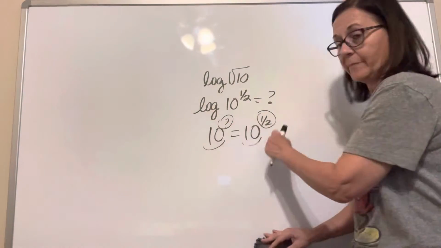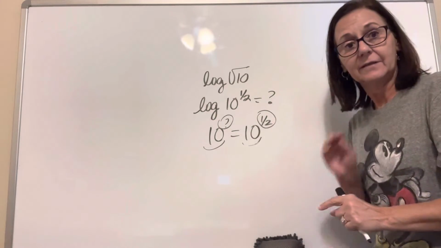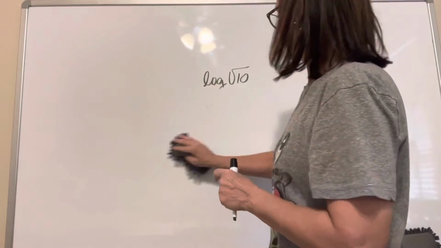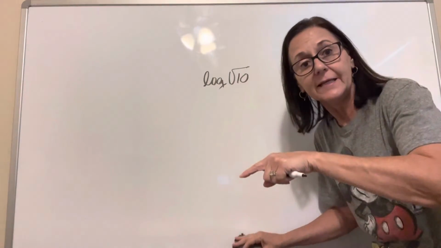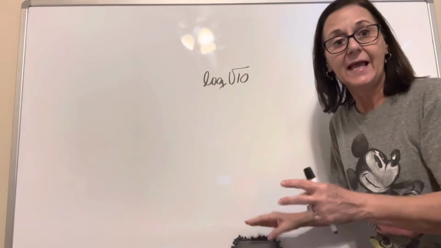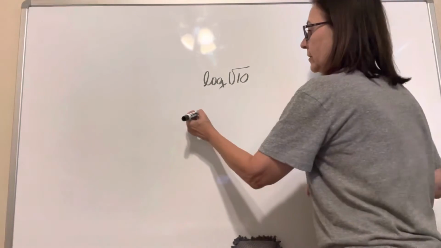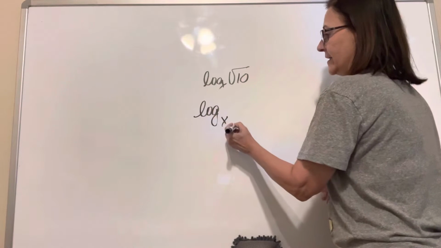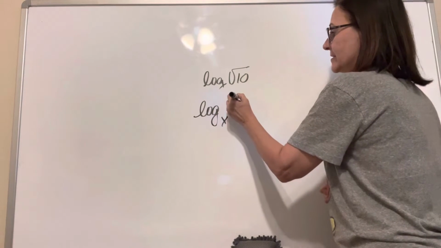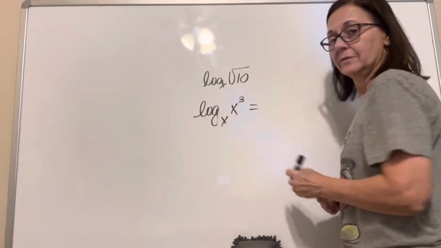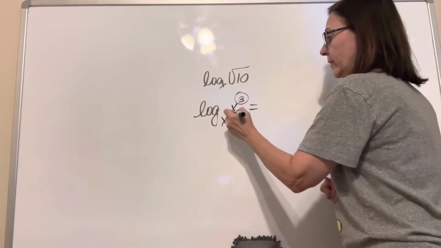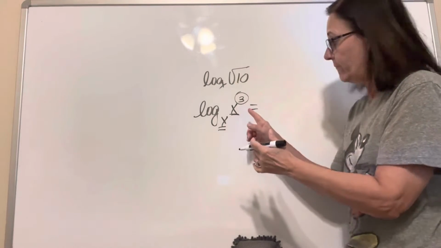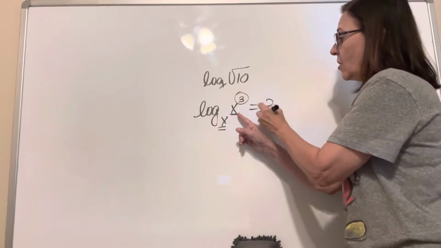All right, so what's the answer back here? It has to be 1/2. So always, when my argument is the same as my base, and maybe my argument is raised to a power, so let's just say it's log to the x of x cubed, when these two values are the same, the base and the argument, the answer is always the exponent.